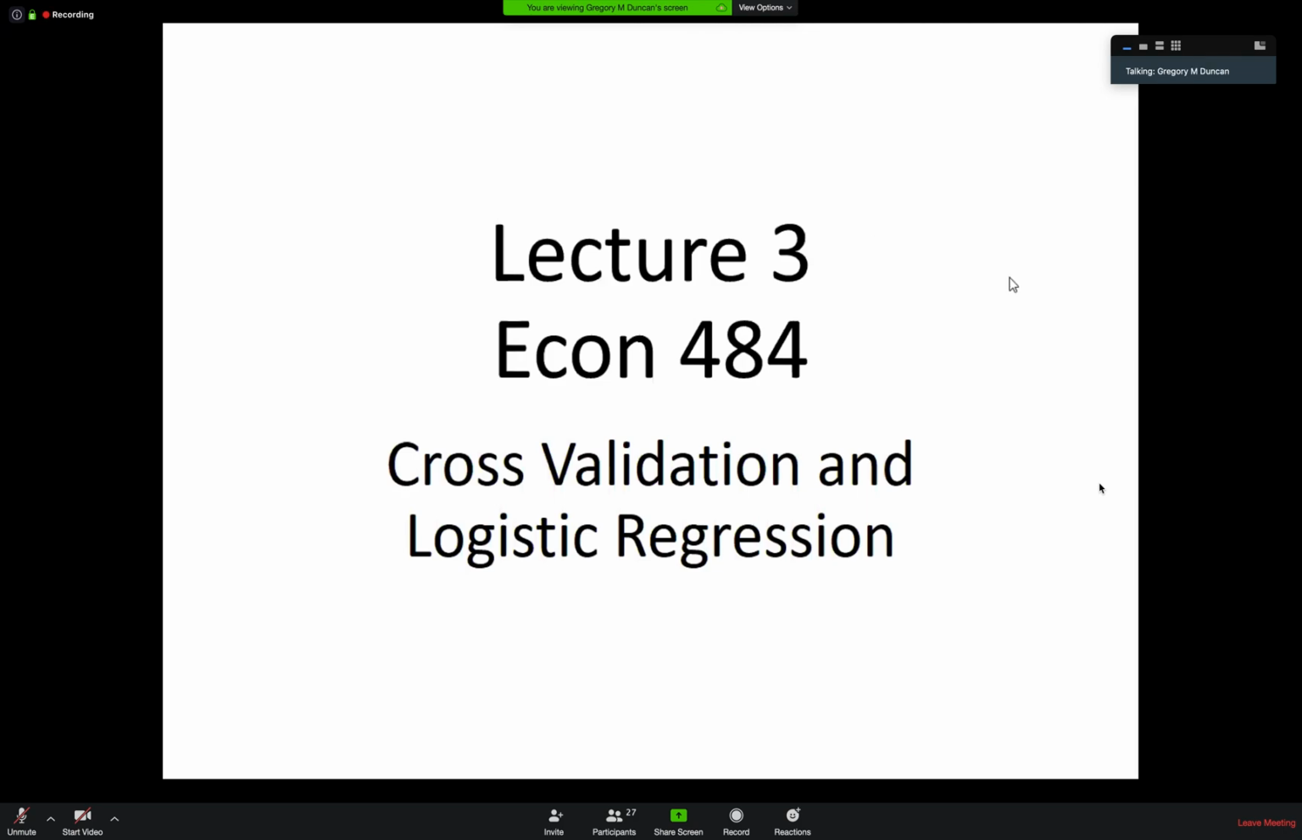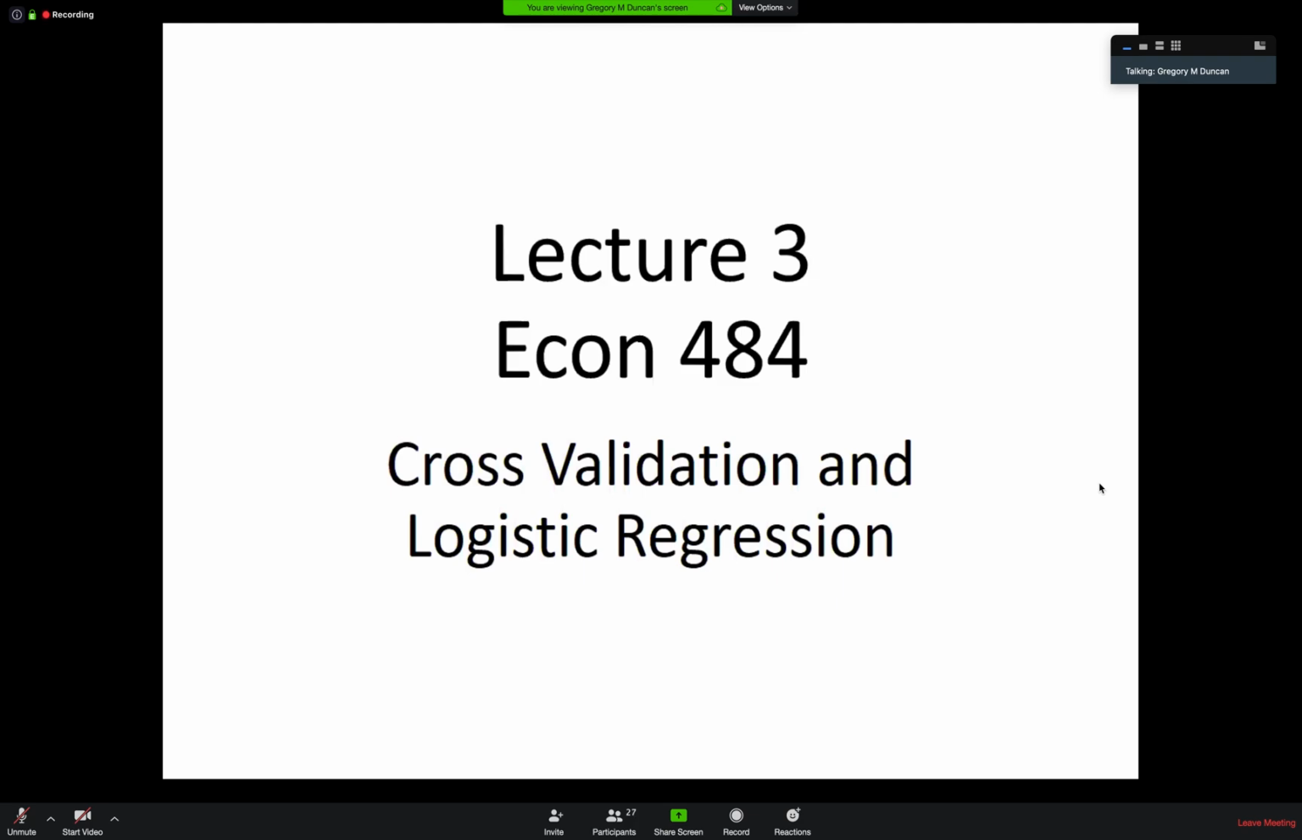Cross-validation and logistic regression. And if we get far enough, we'll start talking about numerical optimization. You're going to see that this all fits with what we've been doing up to now. The logistic regression is something called a generalized linear model.